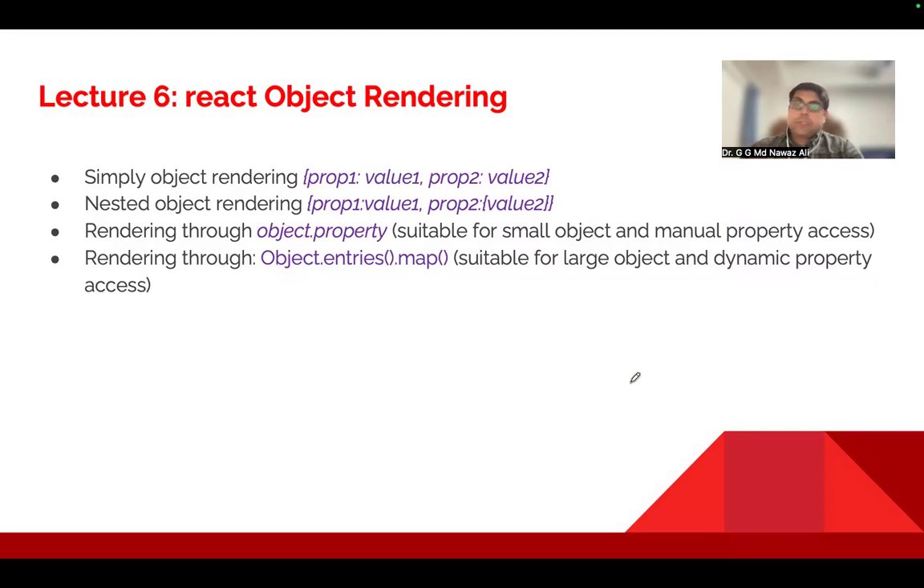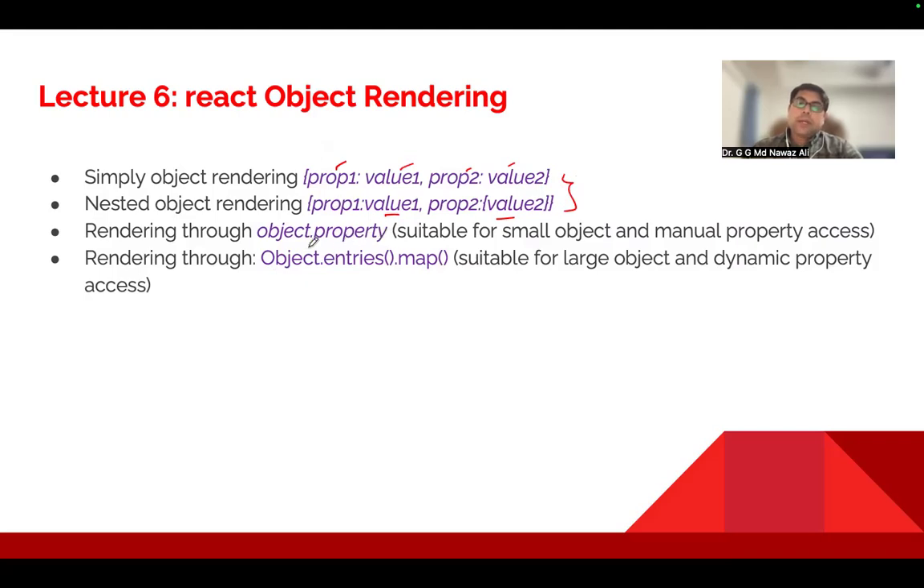So the object rendering can be just a simple object. For example, an object has just the property and the value. That's the simple object, but it also can be complicated: you have a property value, and the value can be another object, which is nested object rendering. We'll see both of them, and there are two ways you can do the rendering.